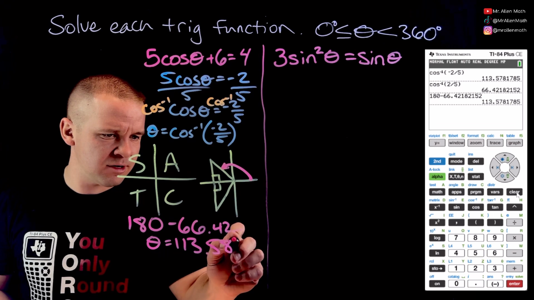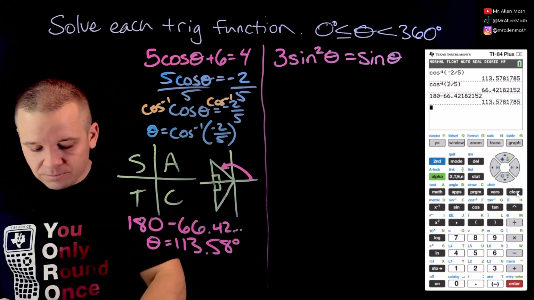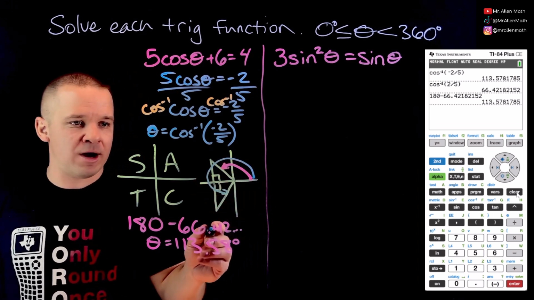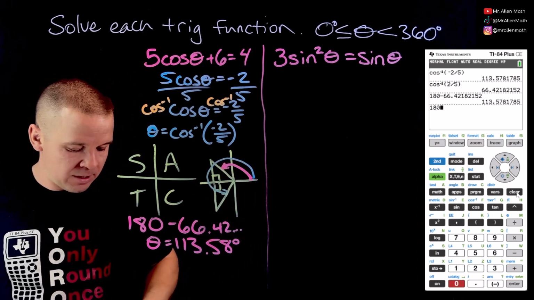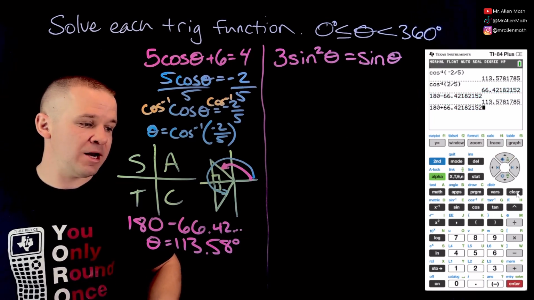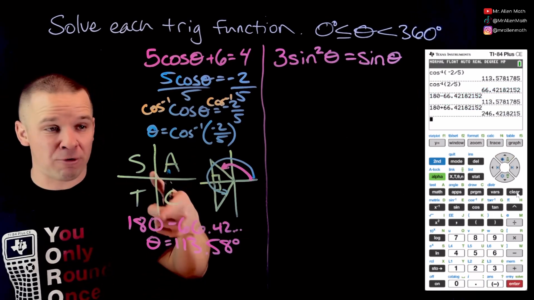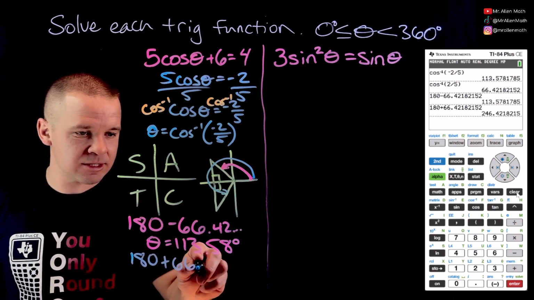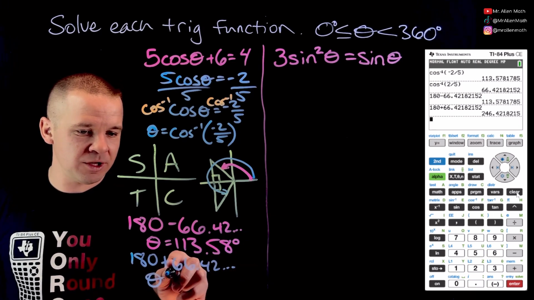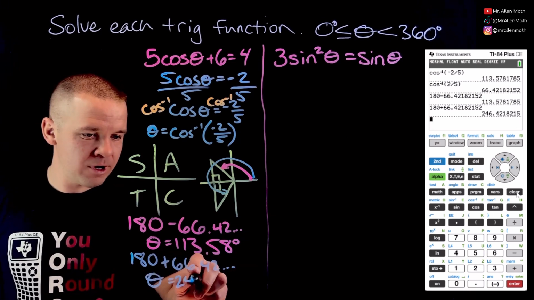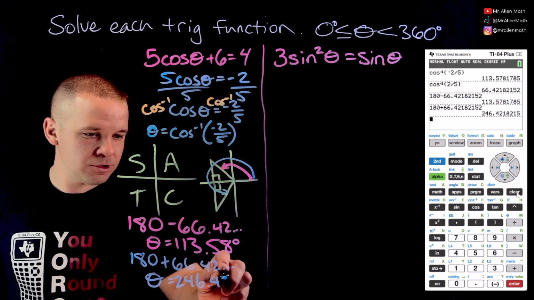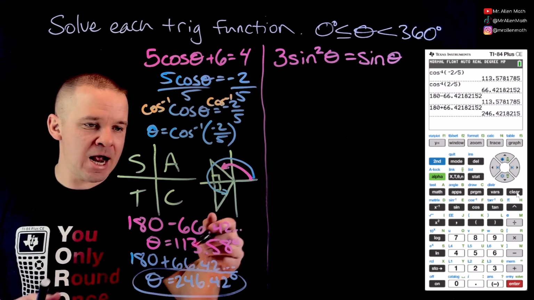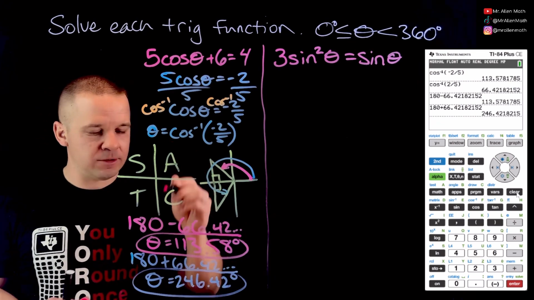113.58 degrees. But now, if I want to get this one, all the way around there, I can do 180 plus this one right here. I got to go a little bit further, my reference angle further. So now we have 180, I'll write that all out, plus 66.42 and change. So we get theta equals 246.42 degrees. Nice. Boom. Perfect.